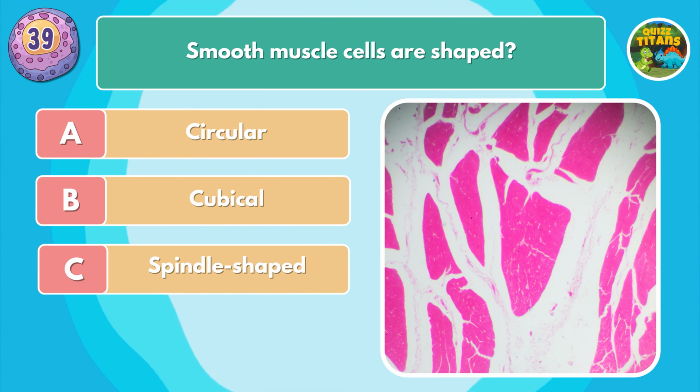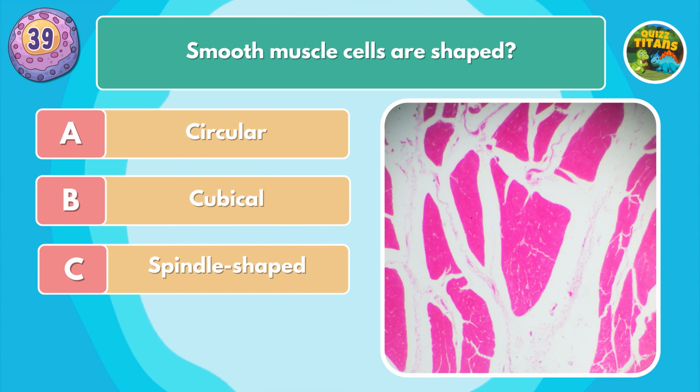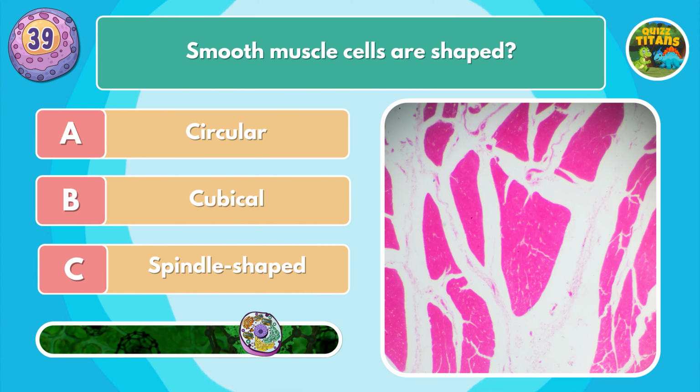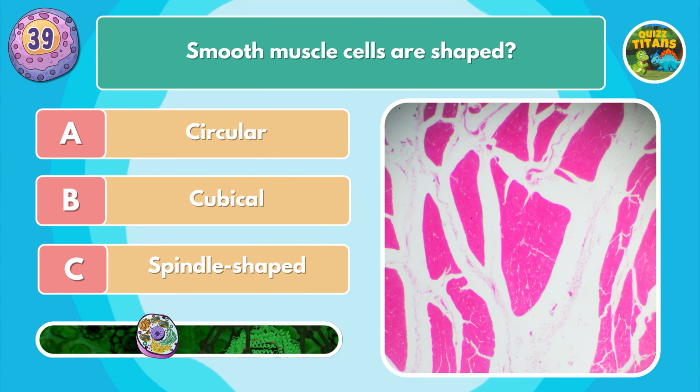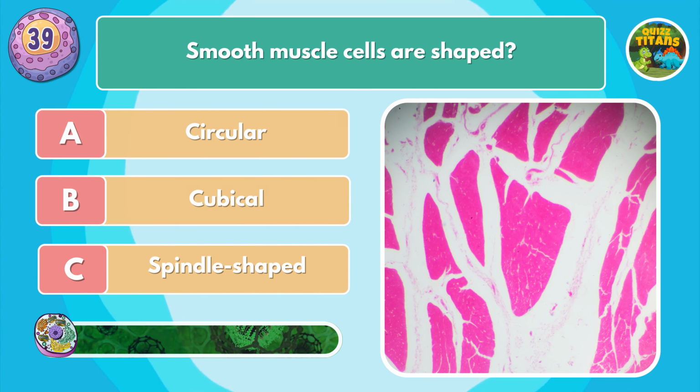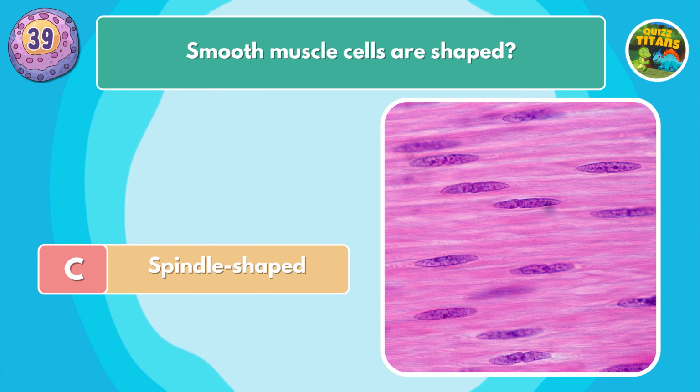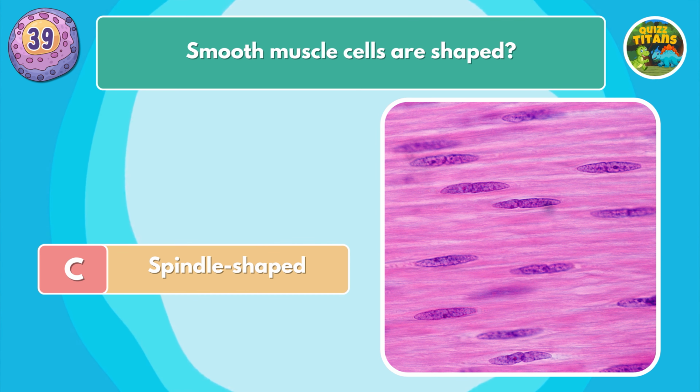Not all muscles are big and strong. Some are smooth and gentle. What shape are smooth muscle cells? It's spindle-shaped. They are found in places like your stomach and intestines.